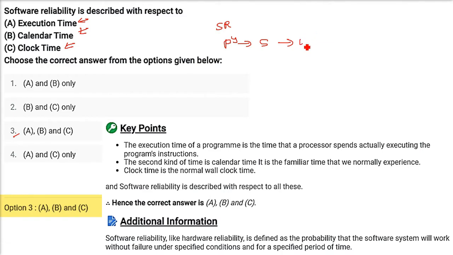Execution time of a program is the time that a processor spends actually executing the program's instructions. The second, calendar time, is the familiar time we normally see and experience. Clock time is the normal wall clock time. So software reliability is described with respect to all of these. As I just suggested, software reliability, like hardware reliability, is defined as the probability that the software system will work without failure under specified conditions for a specified period of time. You can say it is working correctly, not failing, or providing its required functions.